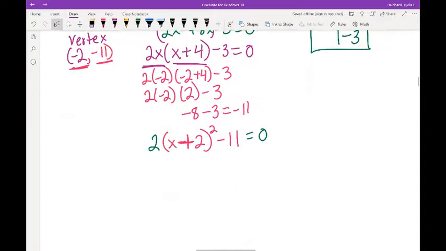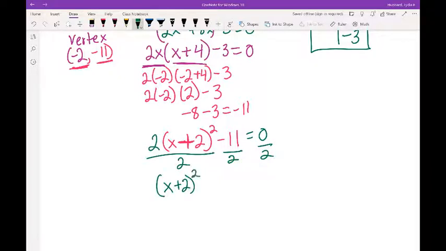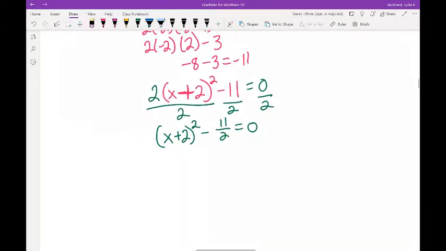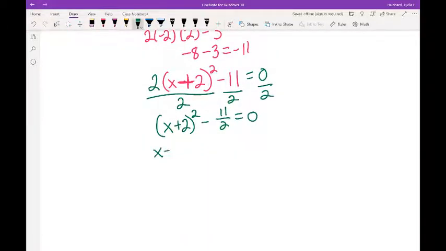Now we can solve this just like we solved the last one. We'll get rid of that 2 by dividing everything by 2. So we have x plus 2 squared minus 11 over 2 equals 0. While 11 over 2 is not ideal, it is still split by this negative symbol. That means we can still factor it by difference of squares without having to worry about imaginary numbers. So we'll say x plus 2 plus radical 11 over 2 times x plus 2 minus radical 11 over 2.